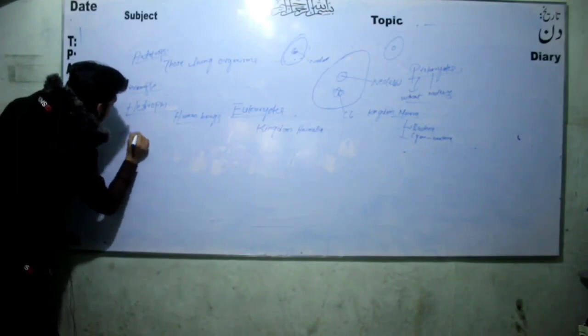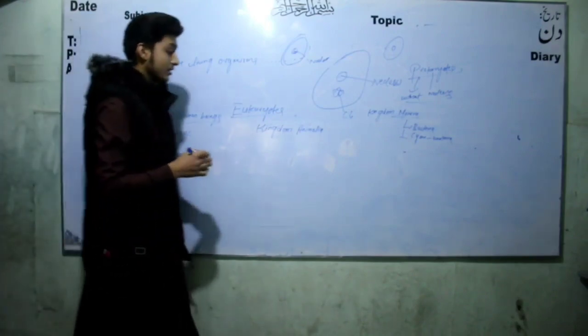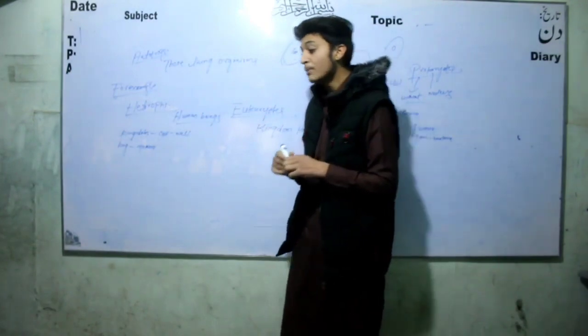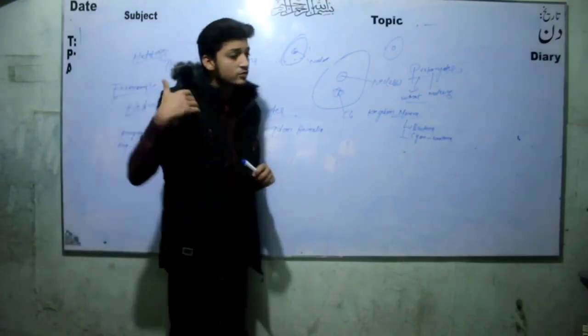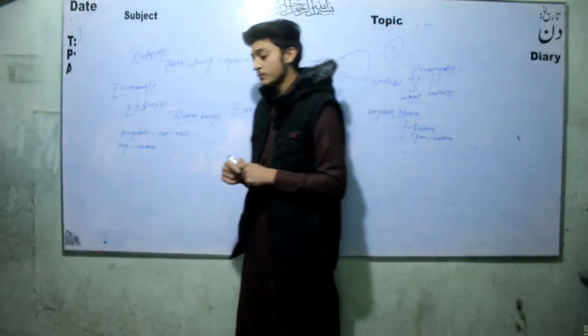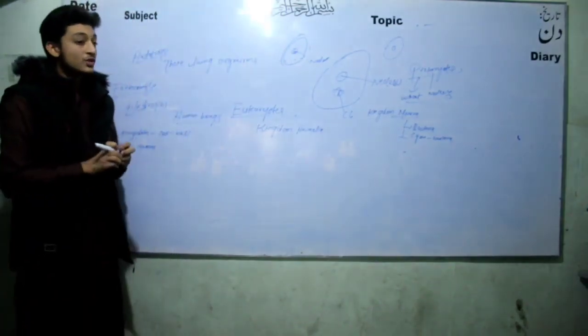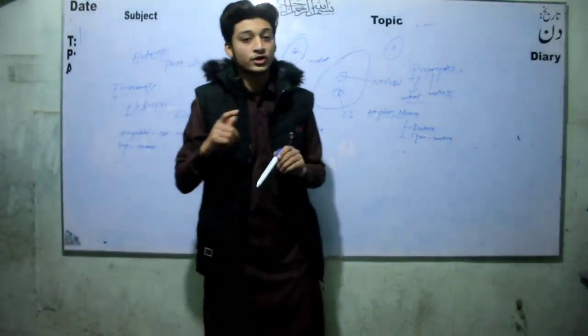I will write their names. Cell wall, kingdom Monera: the cell wall is called peptidoglycan, which is made up of proteins and sugars. That is peptidoglycan, which is the cell wall of kingdom Monera.